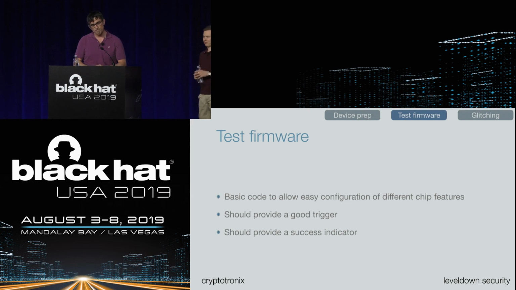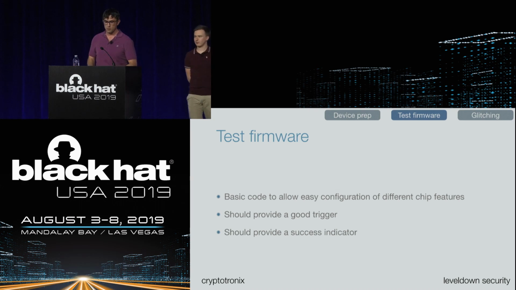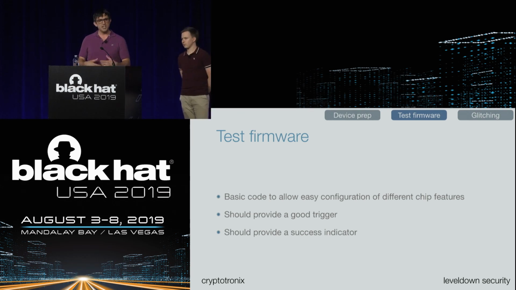So basically, we're trying to keep the firmware very simple. We really just want to initialize the system. We need to provide a good, clean trigger for the glitcher to work. And we need to also know when we're done. So, what does this look like when we build this firmware?